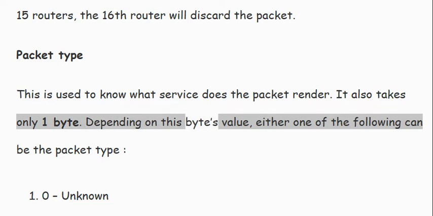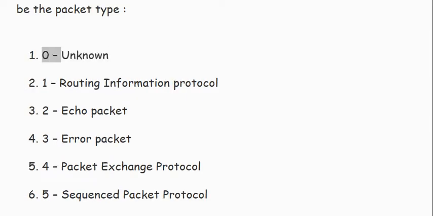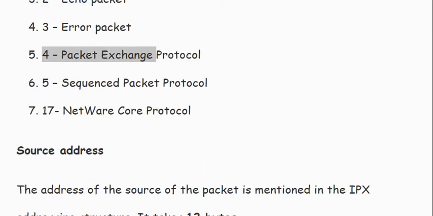Depending on this byte's value, one of the following can be the packet type. 0, Unknown. 1, Routing Information Protocol. 2, Echo packet. 3, Error packet. 4, Packet Exchange Protocol. 5, Sequenced Packet Protocol. 17, NetWare Core Protocol.